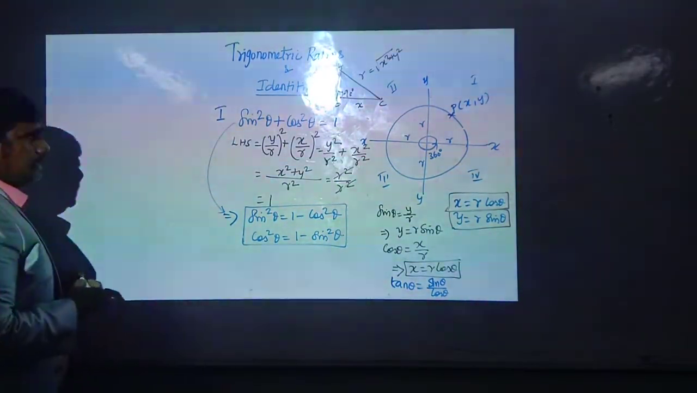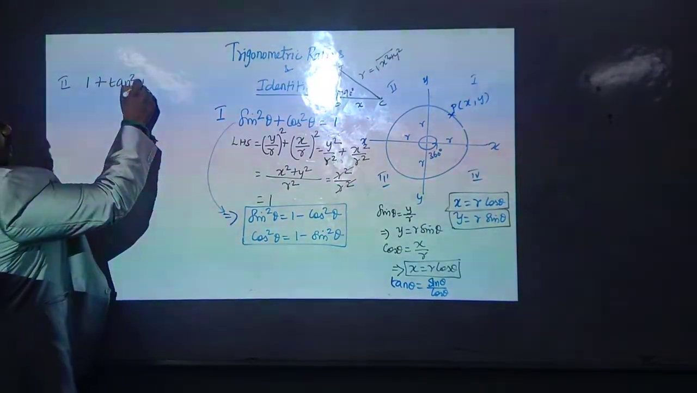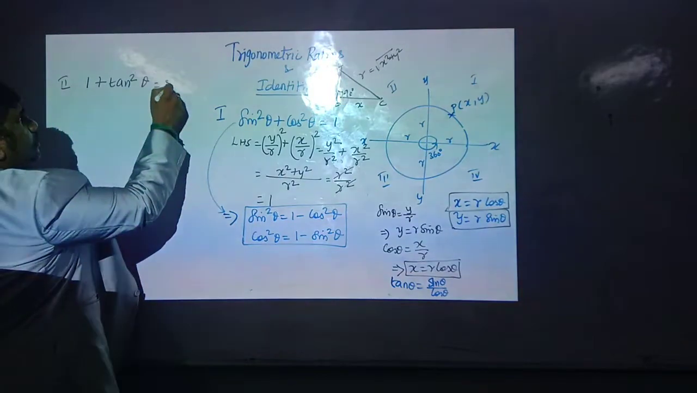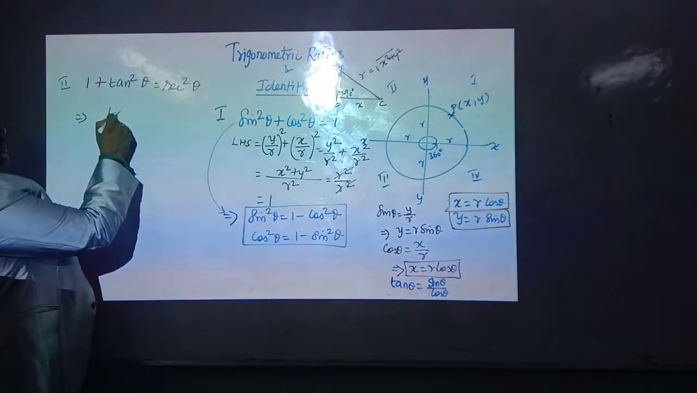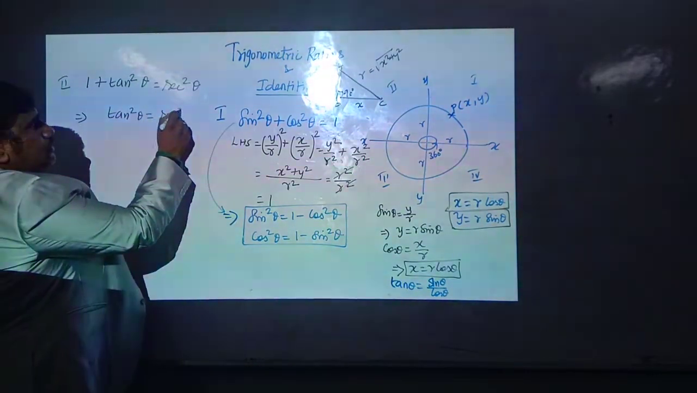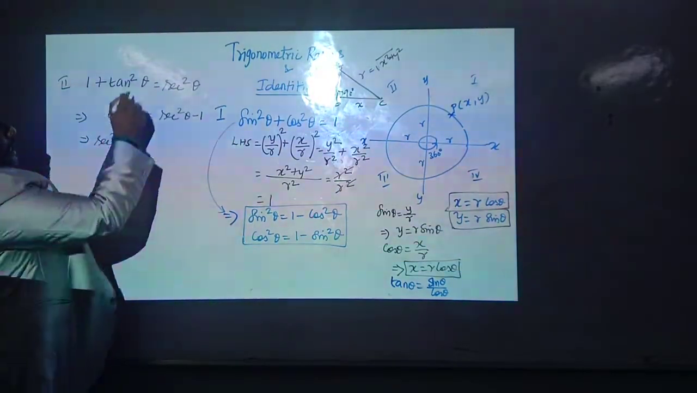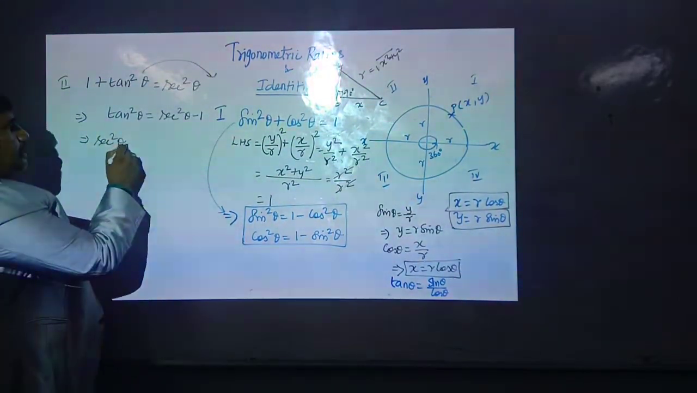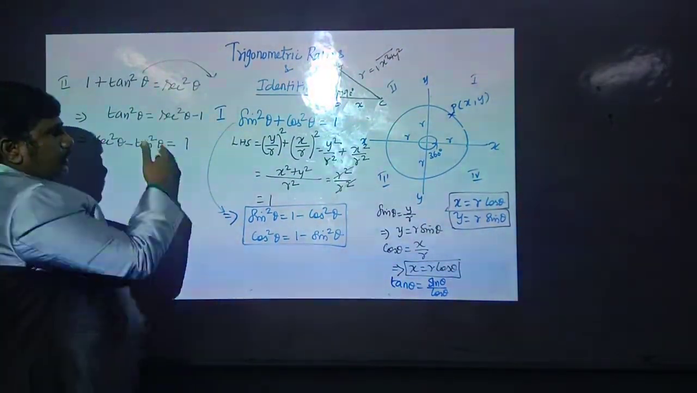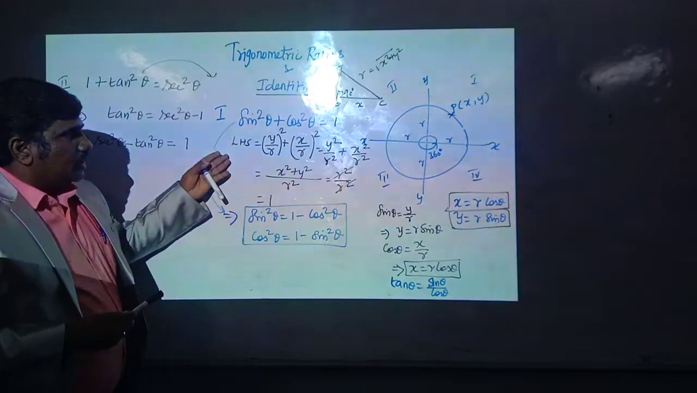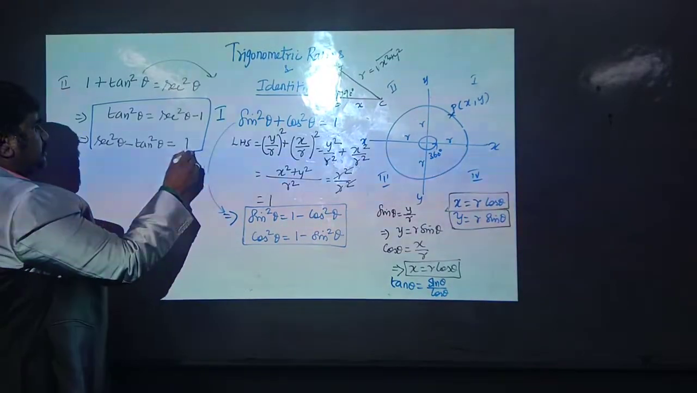What about the second identity? That is 1 plus tan square theta is equal to secant square theta. From this we can write tan square theta is equal to secant square theta minus 1, or, bringing tan square to that side, secant square theta minus tan square theta is equal to 1. This can be proved similarly to the first identity, but it is not required. You just understand these three results.